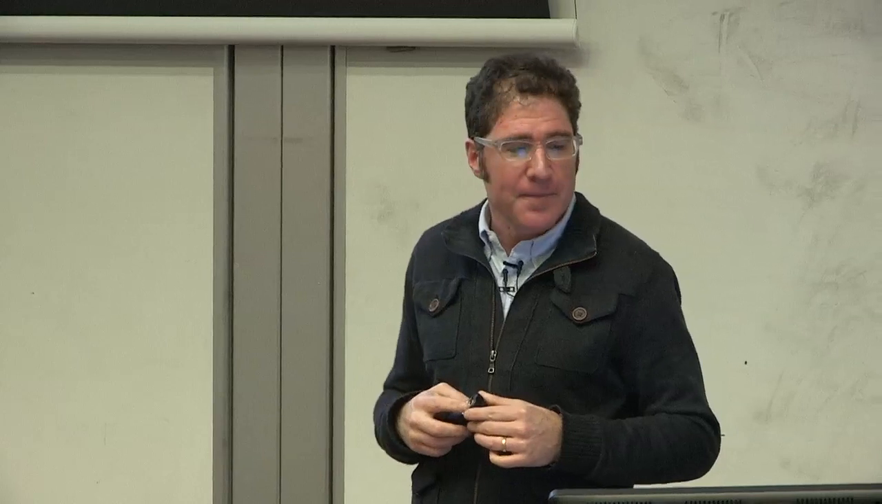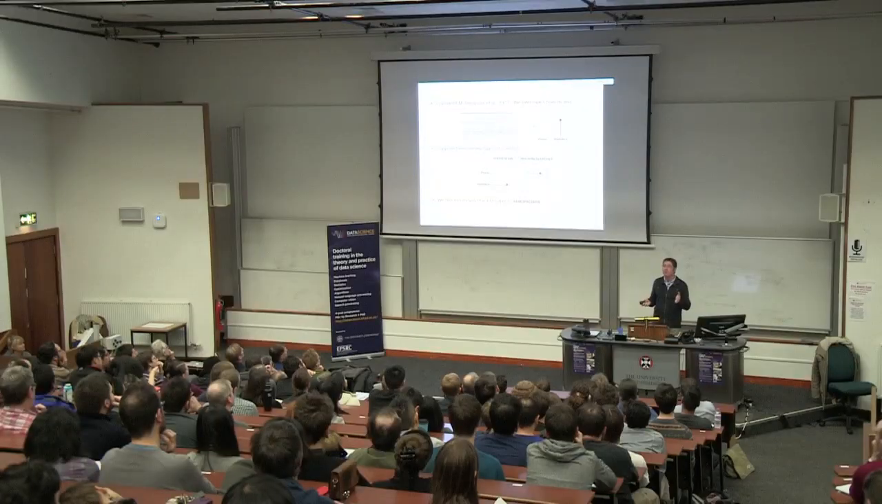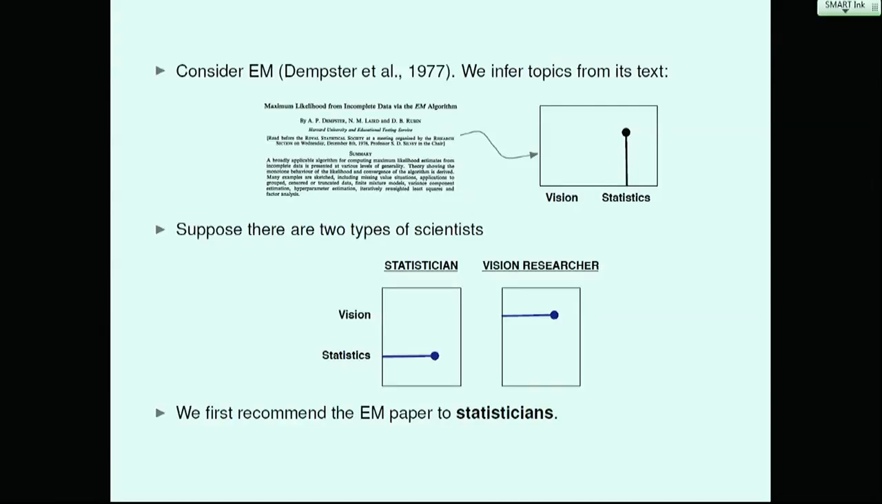And let's imagine it's 1977. The EM paper came out in 1977. It's a dusty, dry statistics paper, written by some amazing statisticians. And in 1977, when the EM paper comes out, let's imagine there's just two things in the world, computer vision and statistics. So there's two things, and the EM paper just came out.